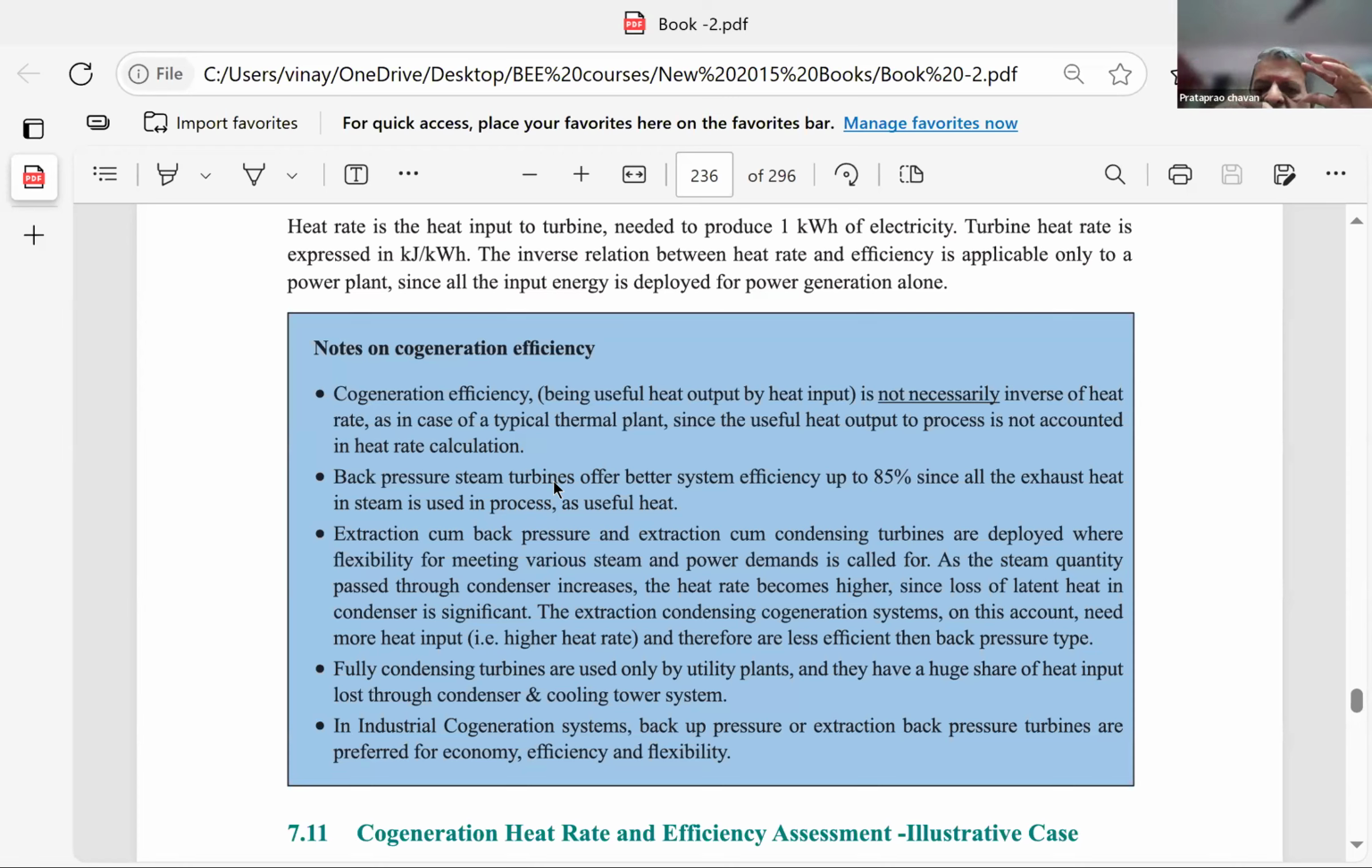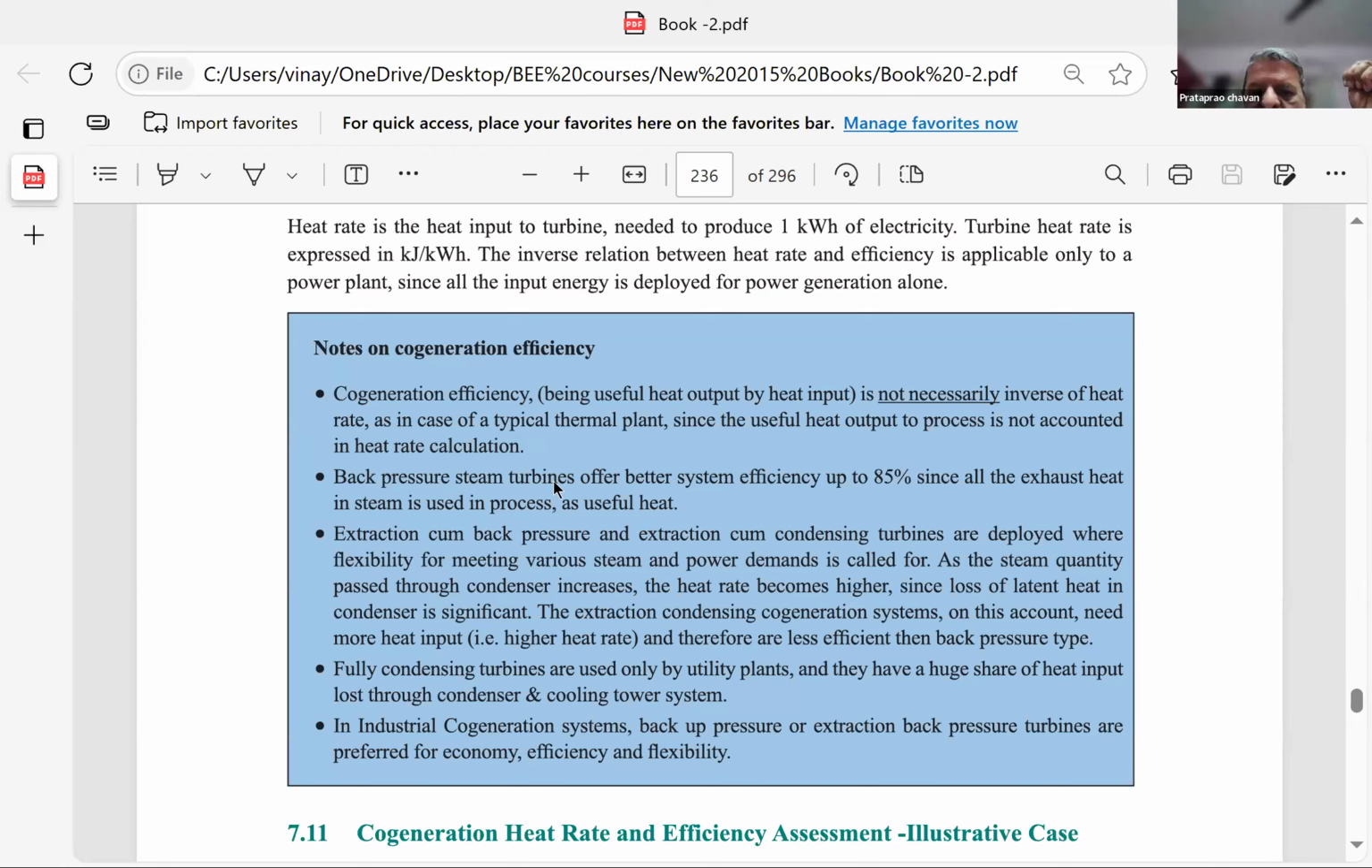It is misleading because the total heat input in cogeneration doesn't all go to electricity generation. It goes to the process also. So if you count the process heat as a loss, so far as the electrical generation is concerned, your calculations go wrong. That is what he is trying to explain.